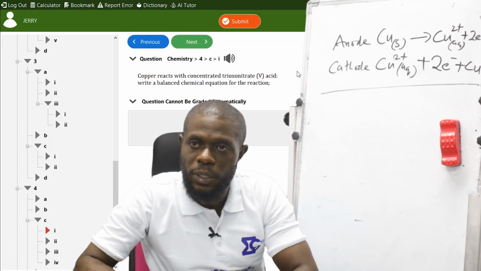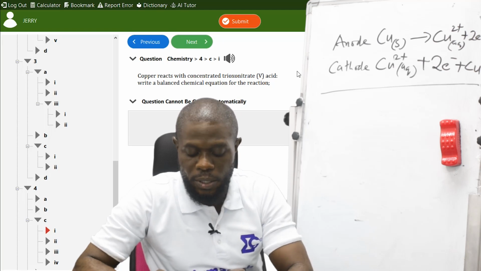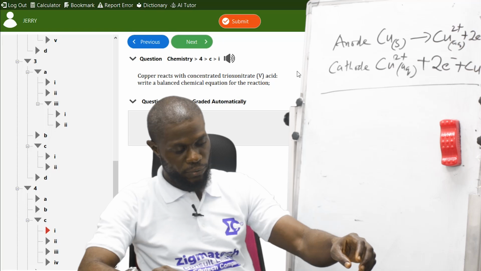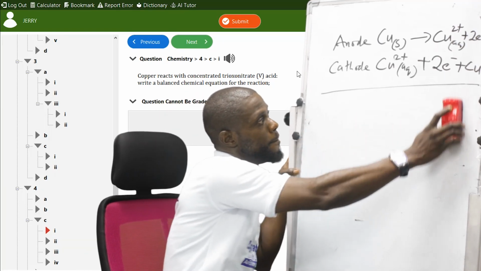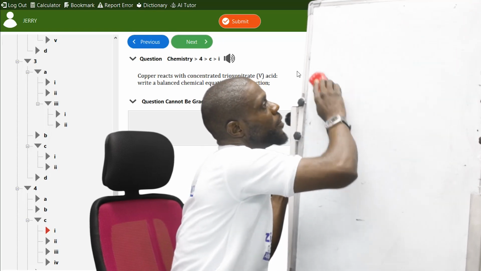Copper reacts with concentrated nitric acid. Write a balanced chemical equation for the reaction.